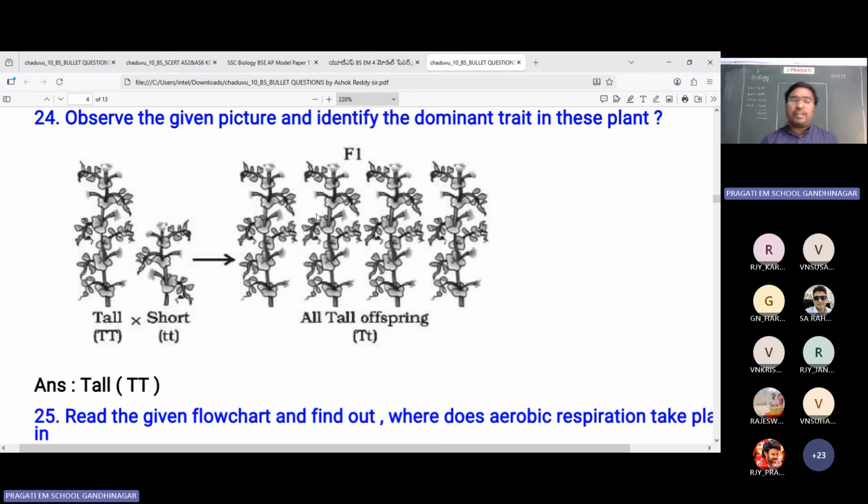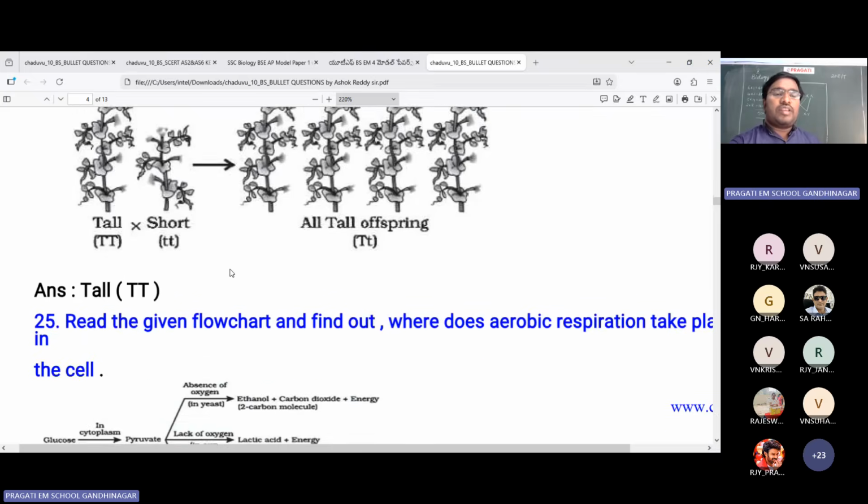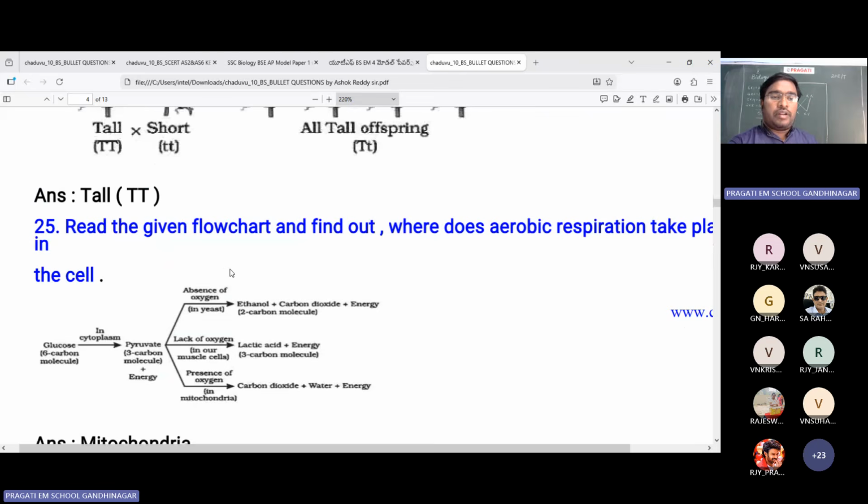Tallness is a dominant trait. That means capital T, or capital T, small t. Okay, that is a dominant trait. Dominant trait means which allele is dominant. So the answer is capital T. Tallness is the dominant one.